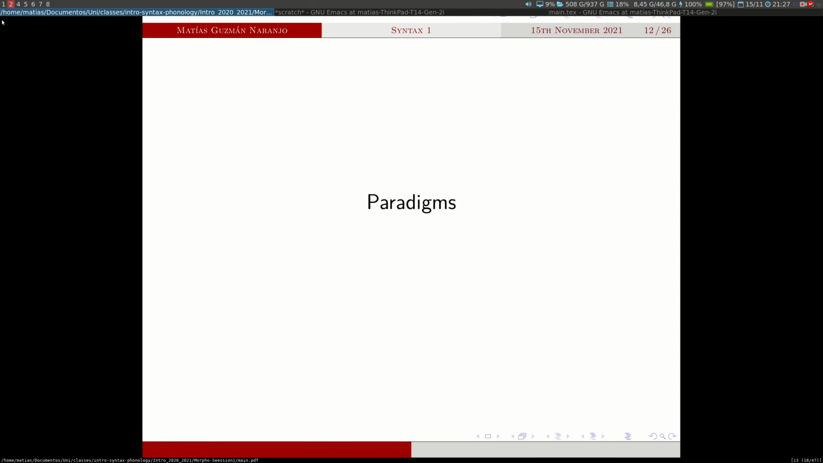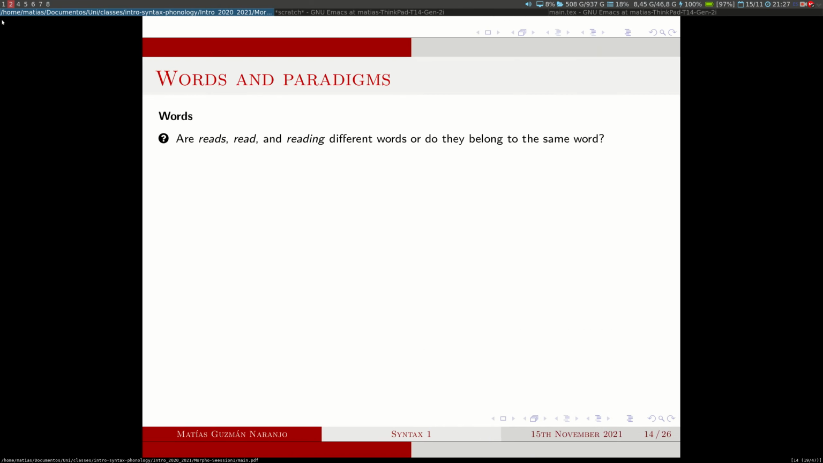Okay, so now to paradigms. I already mentioned that words are organized in paradigms. This is true for many types of words, mostly for verbs, nouns, and adjectives.